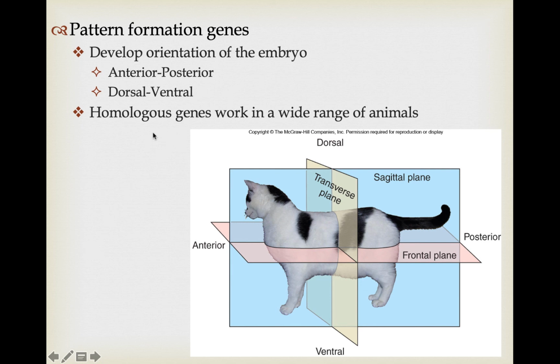And what we found is that there are a lot of homologous genes that work in a huge range of animals. So the genes that set the basic orientation of anterior to posterior in an insect really are the same basic genes that do so in us. They're modified somewhat, but they come from a common ancestor that had that function.